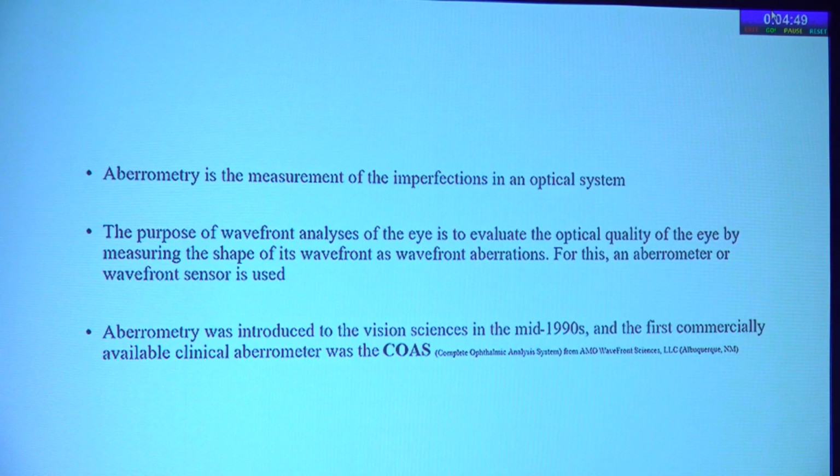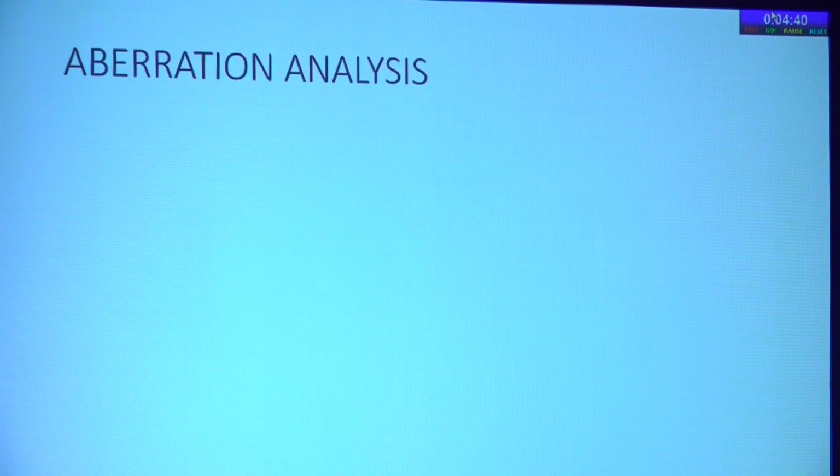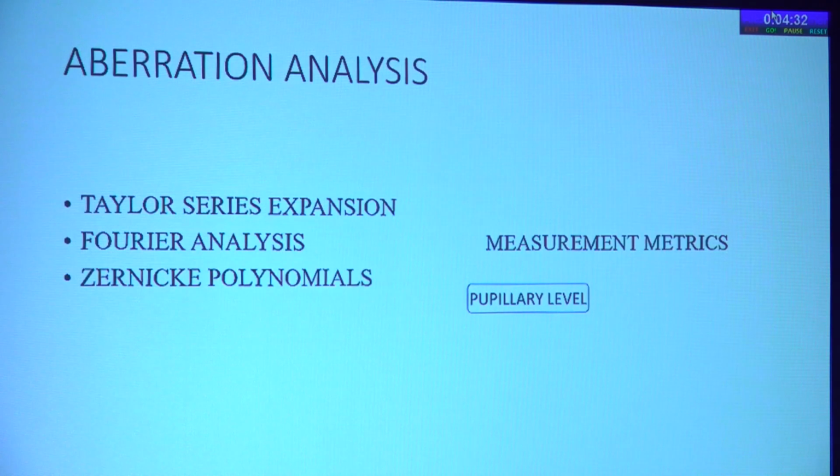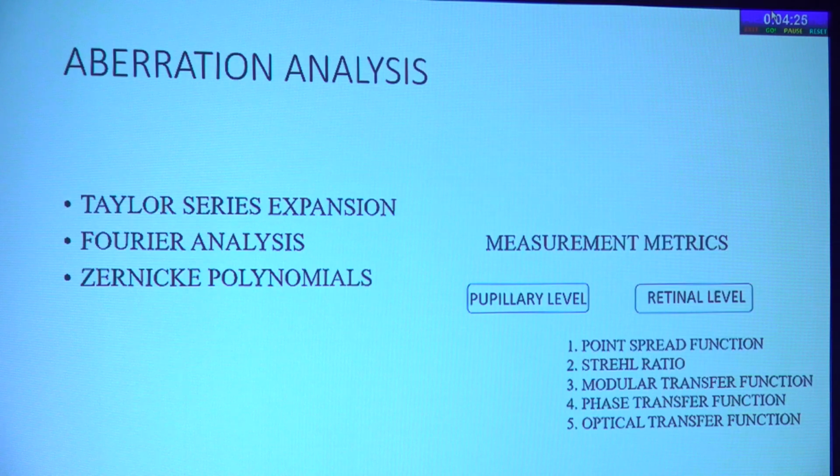Aberrometry is a measurement of imperfections in the optical system, and the first ever clinically available aberrometer was the COAS by AMO. So how do we analyze these aberrations? There are certain measurement metrics which can be done at the level of the pupil or at the level of the retina. At the pupillary level, there are the Taylor series expansion, Fourier analysis, and the most commonly used Zernike polynomials. At the level of the retina, there are the point spread function, Strehl ratio, modulation transfer function, phase transfer function, and the optical transfer function.